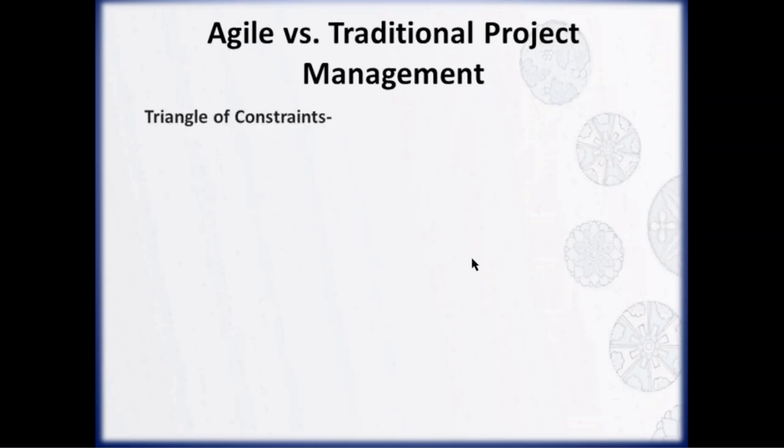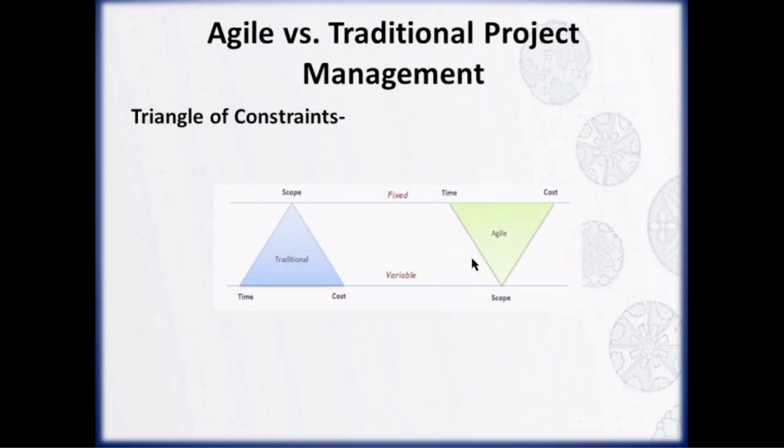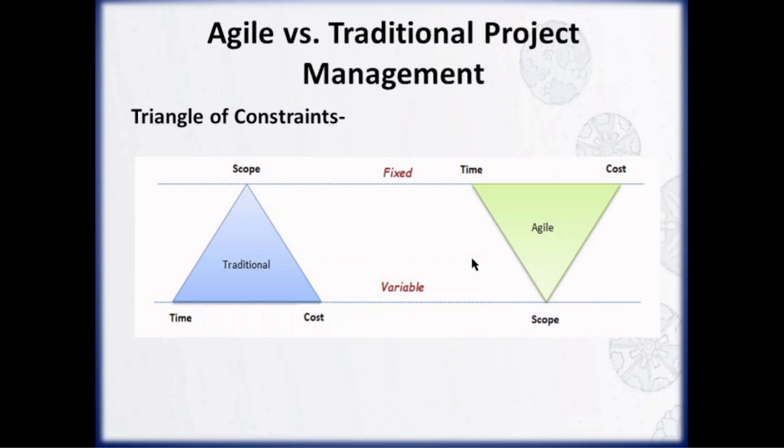Before we move ahead, let's quickly look at a major difference between traditional and agile project management called the inverted triangle model or triangle of constraint. In traditional project management, the scope is fixed, meaning the project's features and requirements are set from the start. To meet the scope, time and cost can be adjusted as needed. You can imagine it as a triangle where scope is locked in place while time and cost remain flexible to support it.